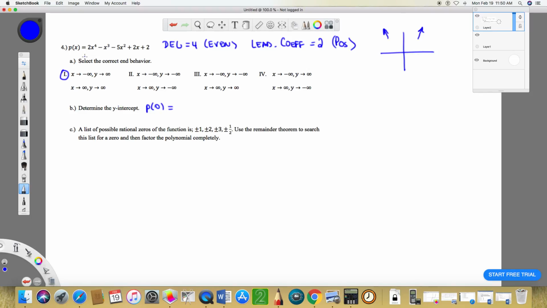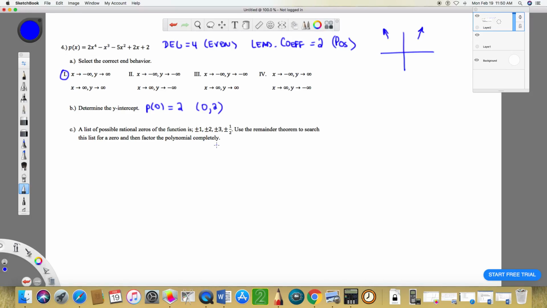When it's in standard form, the y-intercept is always going to be the constant term, because all these other terms are going to be 0 when you input 0. So the y-intercept has coordinates of 0, 2 for this problem. We don't have any greatest common factor here to factor out.